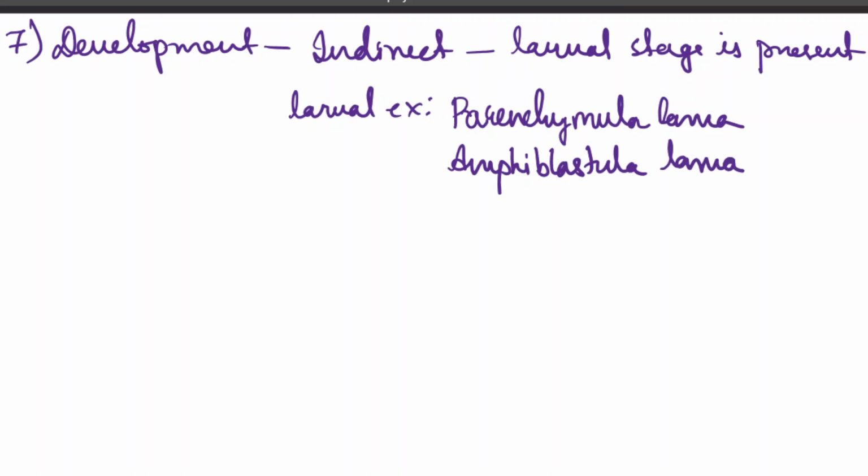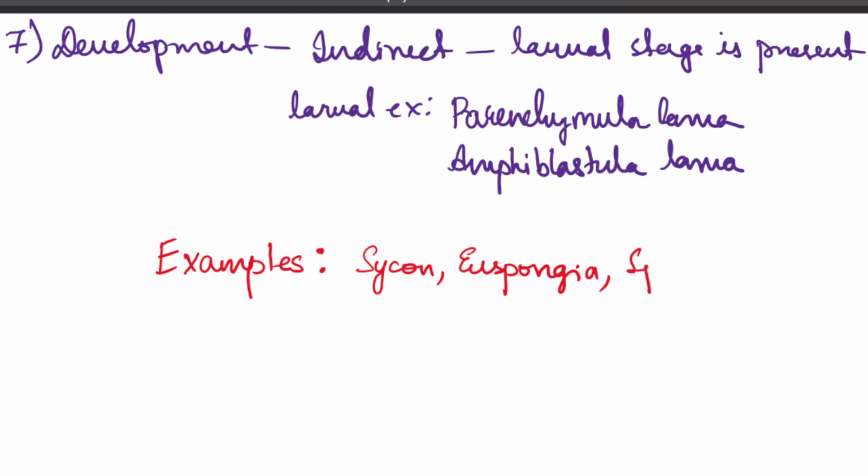Now let's say they ask you for examples. After every phylum, it is compulsory that you write examples. Examples need to be highlighted and written. Sycon, next we already know Euspongia, and Spongilla. These are the three examples for you. So yes, this is it for phylum Porifera.